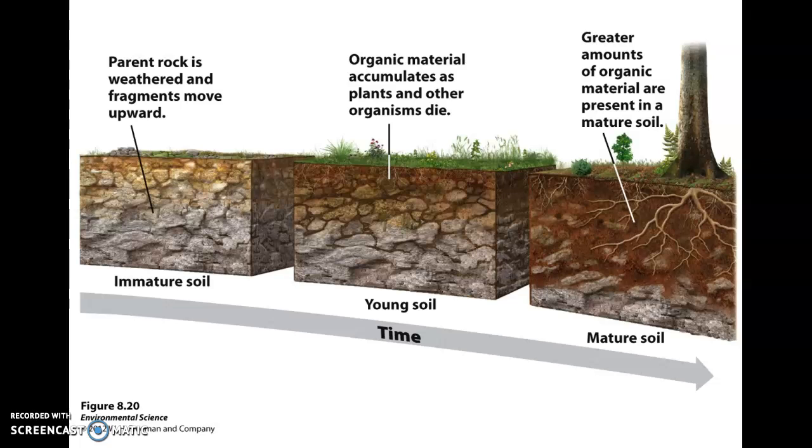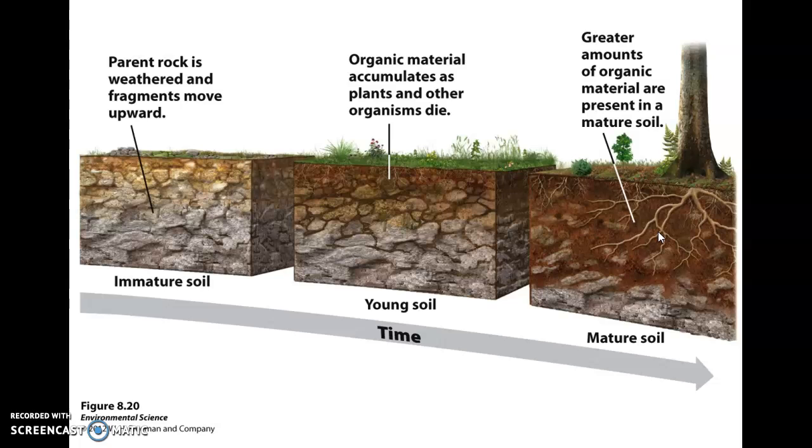This diagram shows three types of soil: immature soil, young soil, and mature soil. In immature soil, the parent rock is weathered and fragments begin to move upward, but there is only a very little bit of topsoil there. In young soil, the organic material begins to accumulate as plants and other organisms die, and they enrich the soil here, and the topsoil gets deeper.